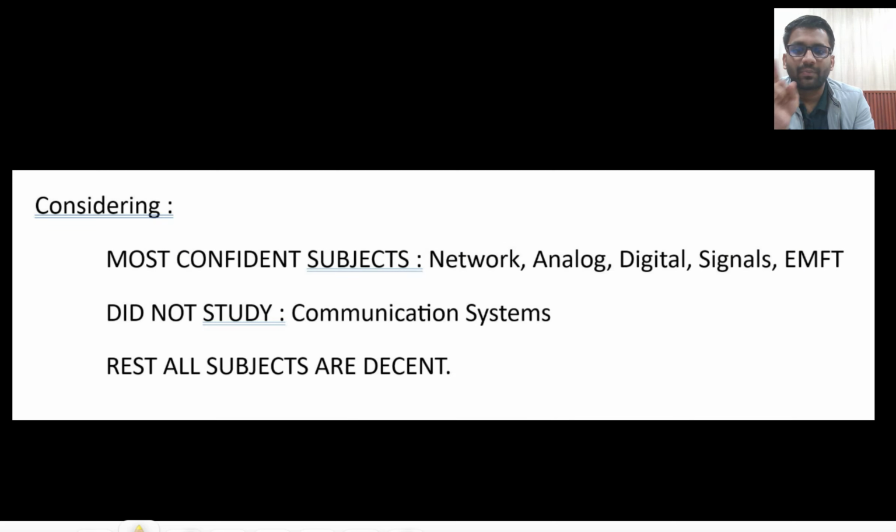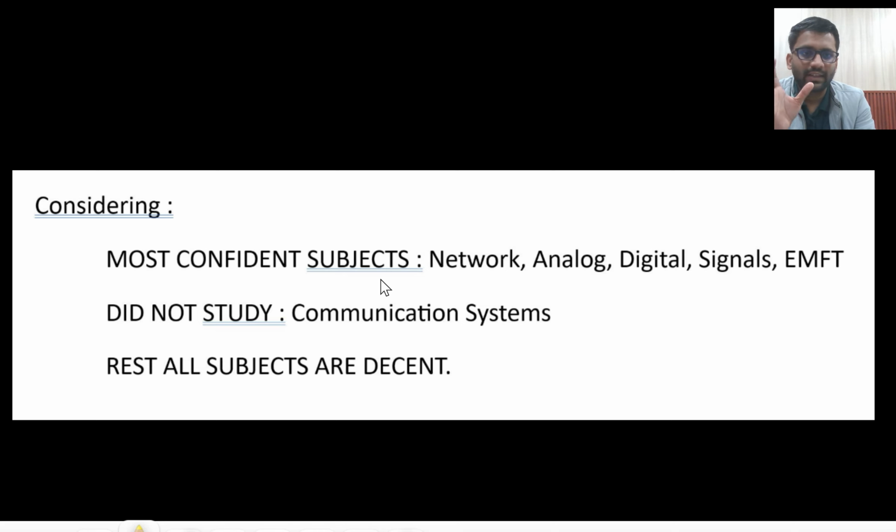I am gonna attempt the question paper considering this guy. And then again, the name of the guy could be anything. So he is someone who is confident in network, analog, digital signals and EMFT. He did not study communication at all, and he is decent enough in control, EDC and mathematics. And aptitude is something that he would already be knowing. Okay. So this is the scenario of the guy. Most confident subjects, did not study communication at all, and rest all the subjects are decent enough.